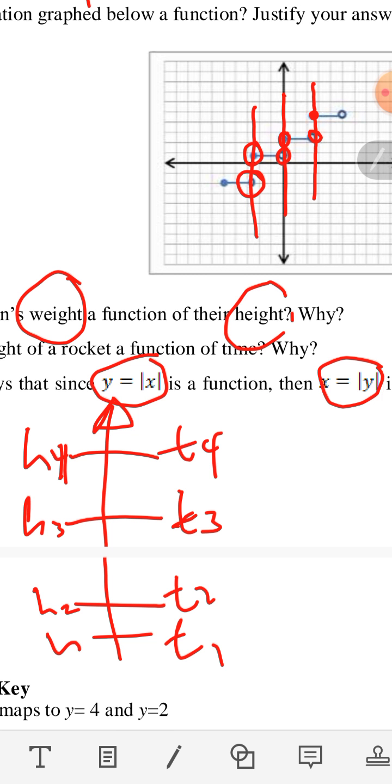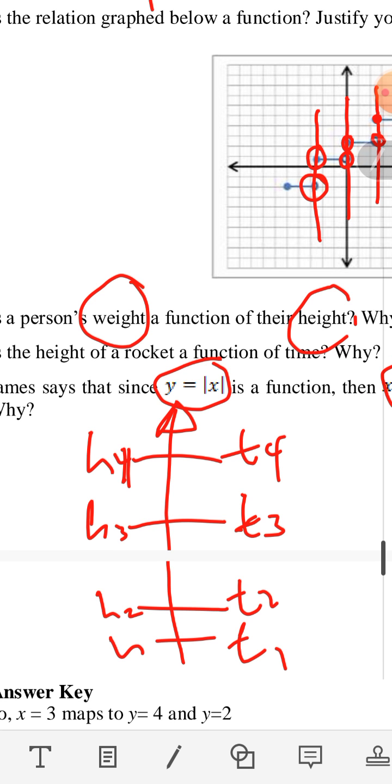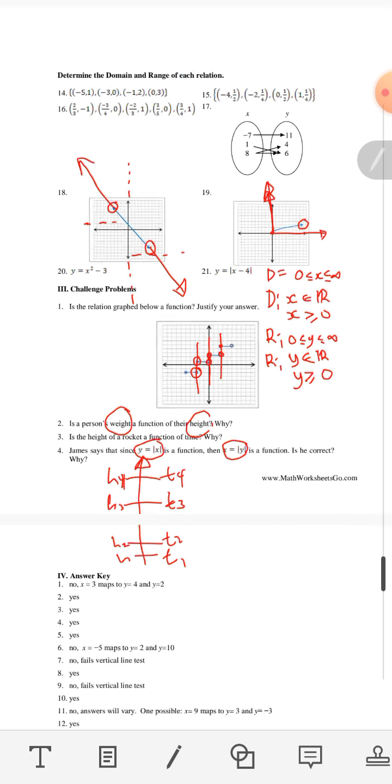So today we're going to do more practice with domain and range. So take a look at those worksheets and try them out.